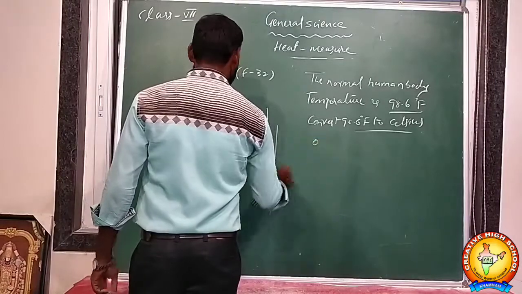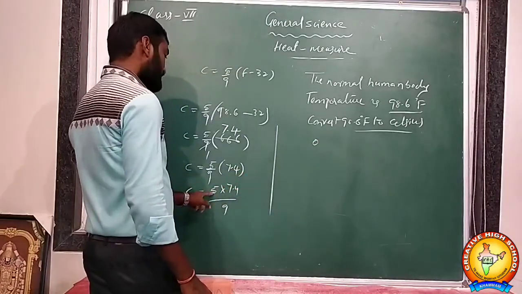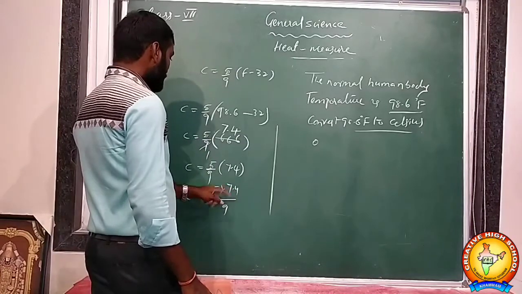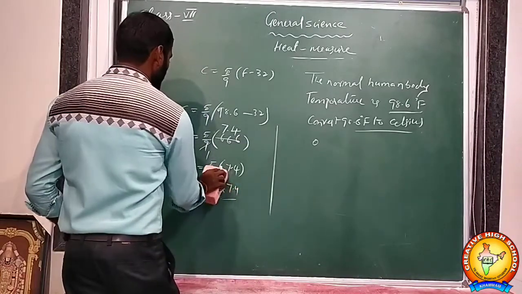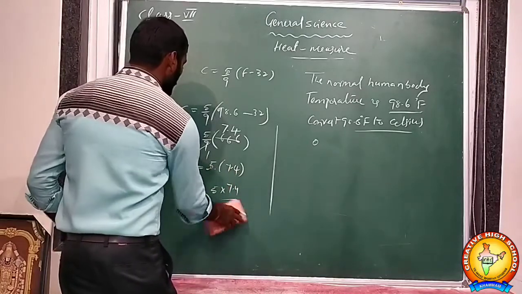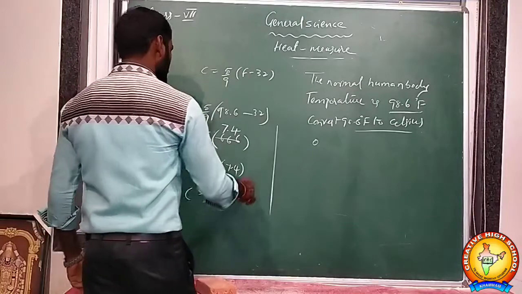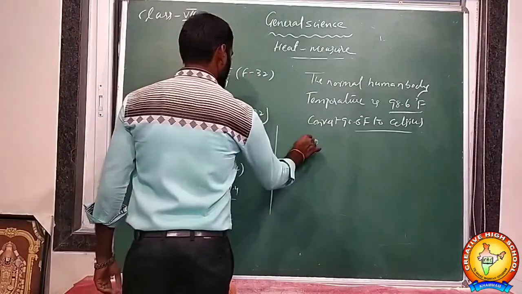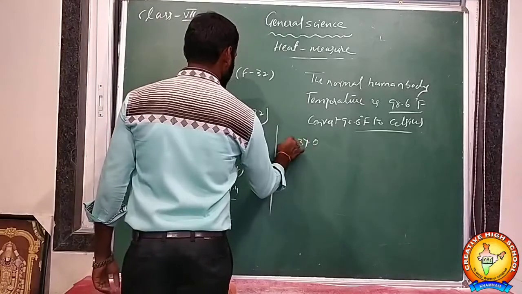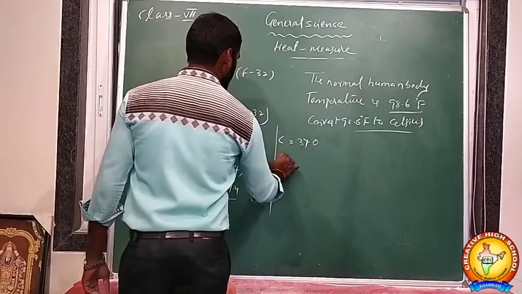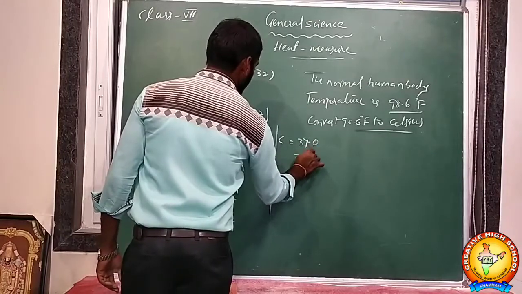5 fours are 20, and 5 sevens are 35, plus 2 makes 37. Already the 9 is cancelled, and the denominator 5 gives 1.4. So C is equal to 37.0, which means 37 degrees Celsius.